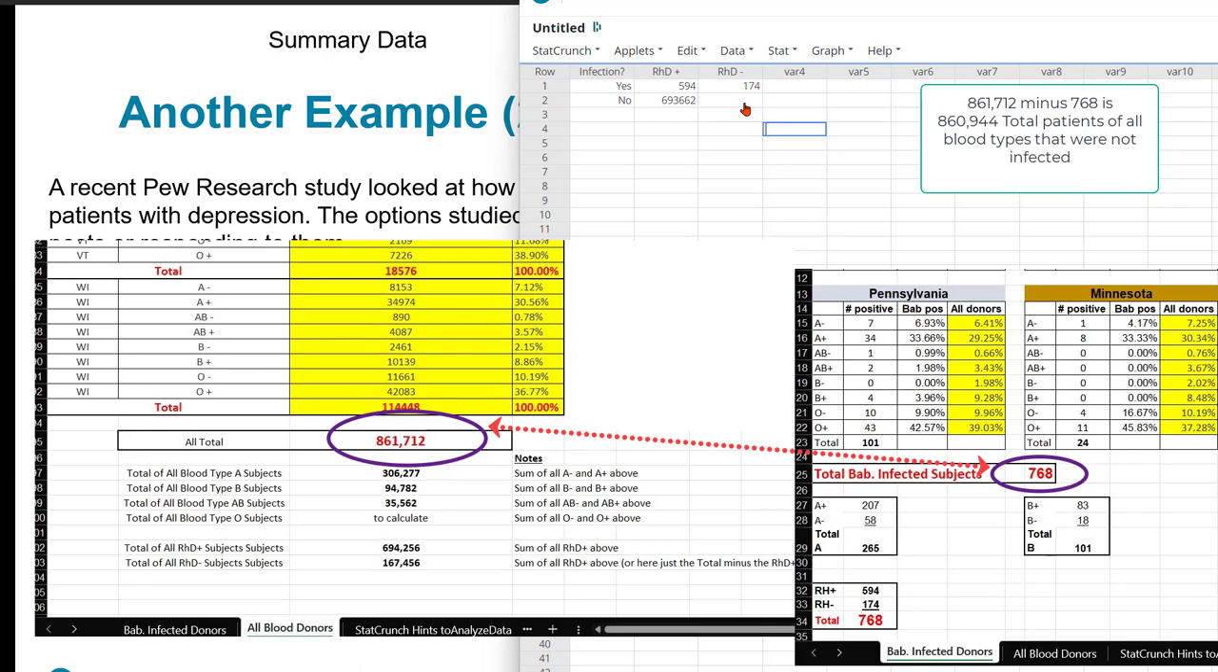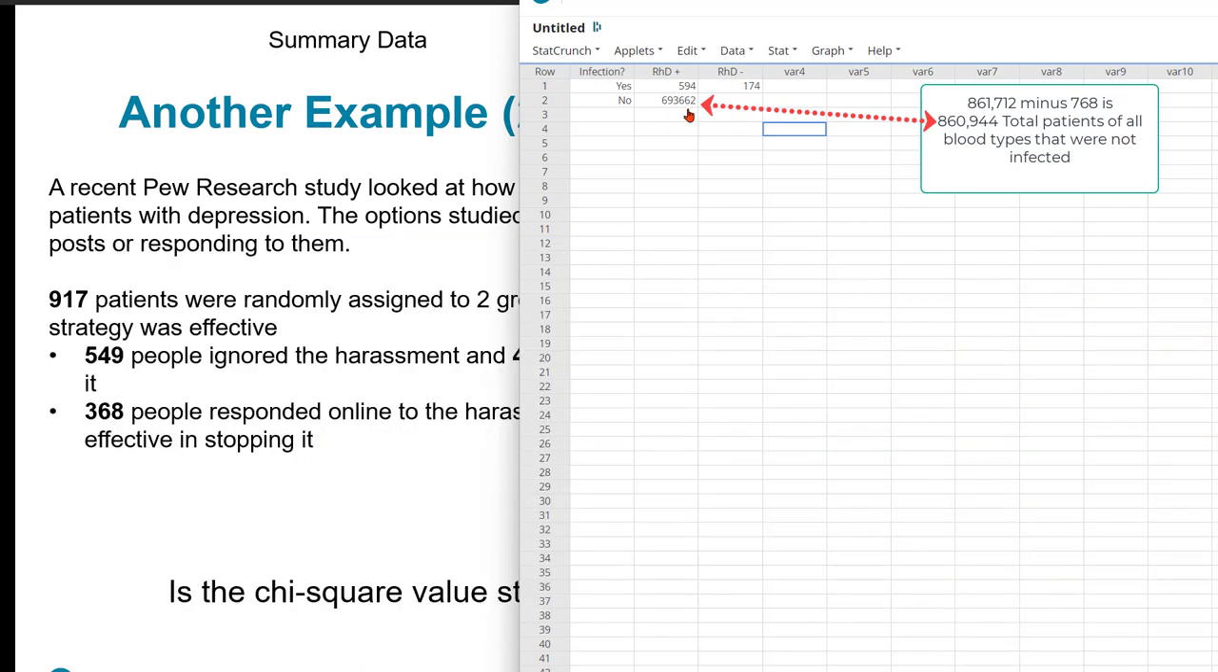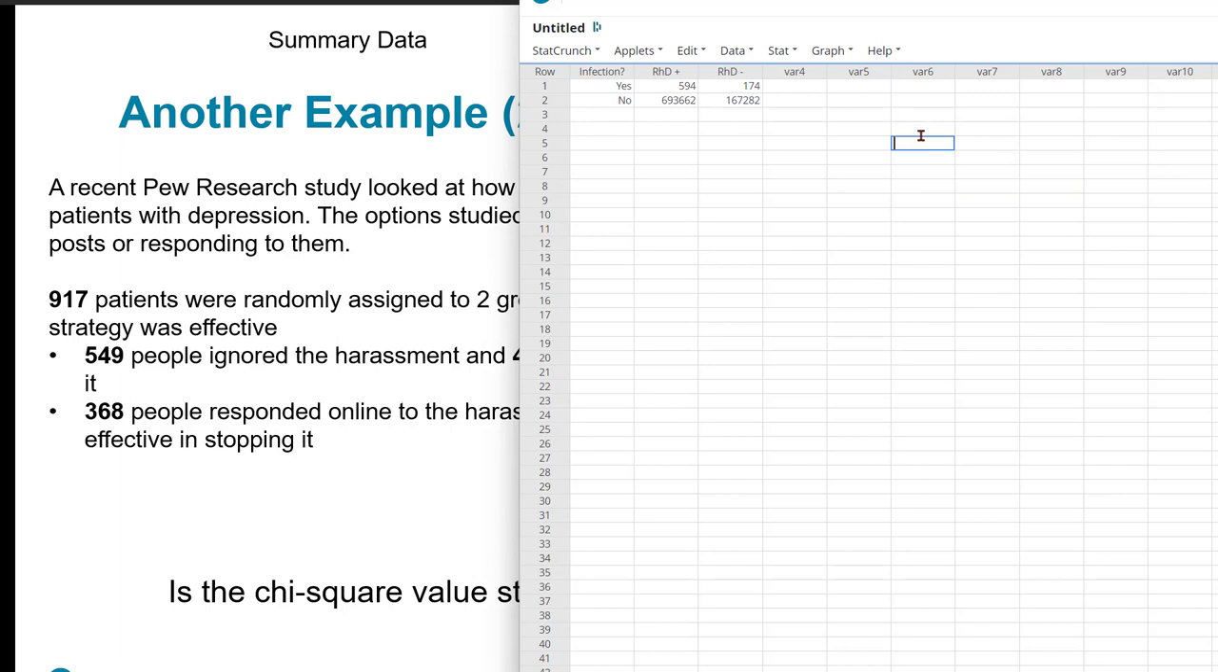Since we know that 693,662 RHD-positive patients were not infected, we can get the counts of the patients that were not infected and not RHD positive just by subtracting those 693,662 patients from the total 860,944 patients that had no Babesia infection, and we get 167,282 that goes in our summary table.